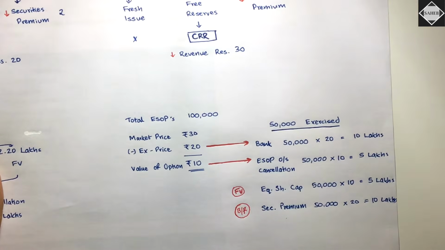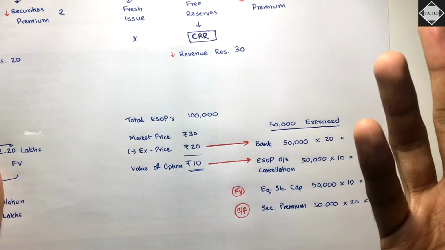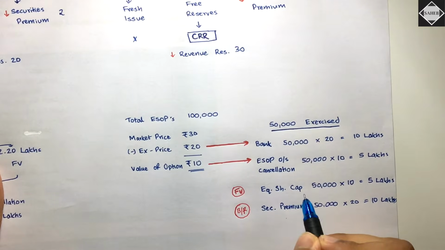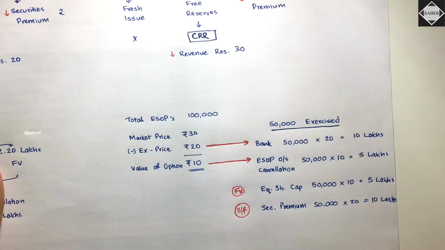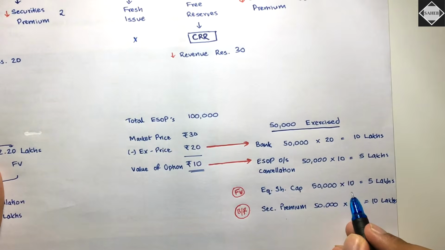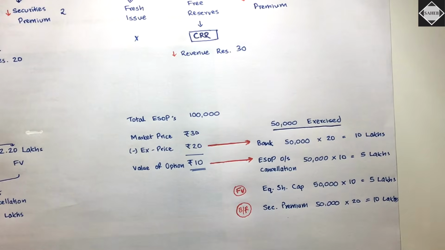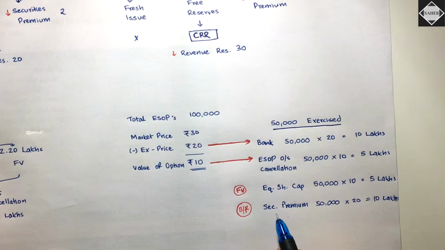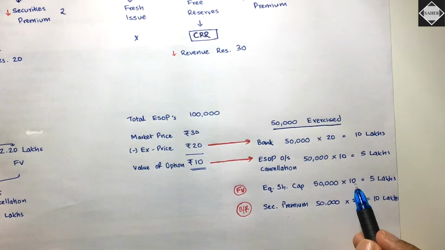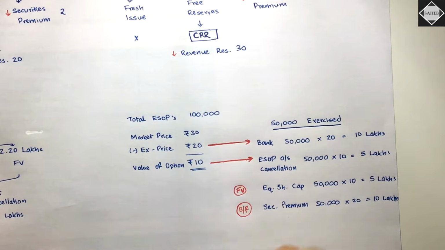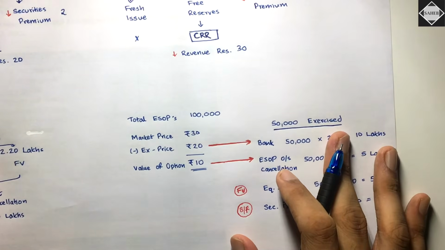Okay. And then shares will be given to the employees, right? So you will credit equity share capital, okay? And that's face value only, always 50,000 into 10, 5 lakhs, okay? And then whatever balancing figure will be there, that will go to securities premium. Fine. So securities premium over here will be 20 rupees, isn't it? 10 rupees is the face value, 30 was the market price, so 20 is the securities premium, okay? 50,000 into 20, 10 lakhs. Is it clear? This is the ESOP concept over here.